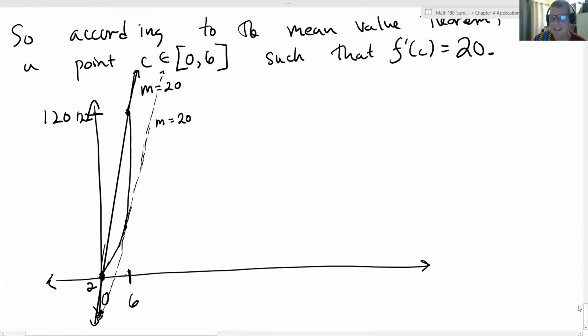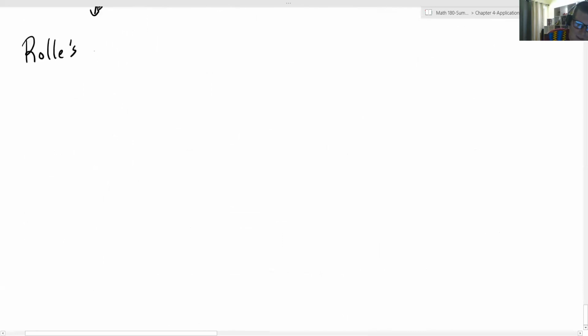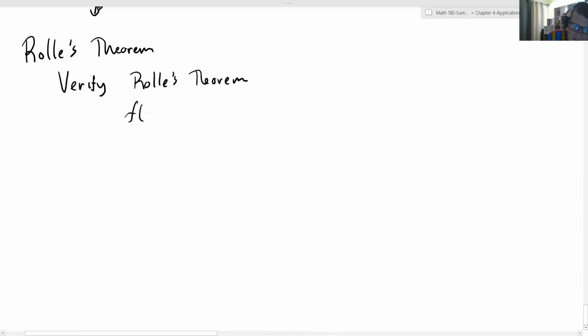Okay, so let's go back. Let's do one with Rolle's theorem. In this case, let's verify Rolle's theorem, and it'll be the same function, f of x equals x cubed minus 2x squared minus 4x plus 2 on, in this case, negative 2 to 2.